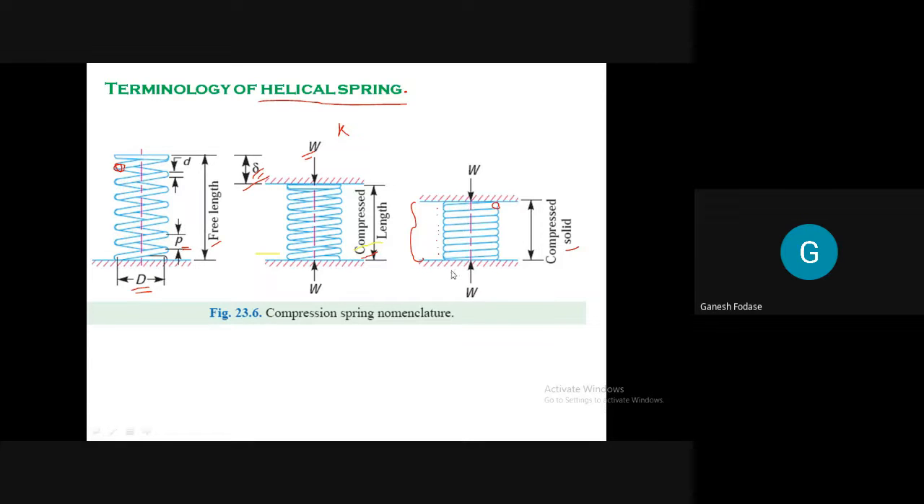So when this condition is reached, when the spring has zero gap between the wires, then that length of the spring is called the solid length, denoted by LS, or compressed solid length. Now this is the condition when maximum load is applied on the spring. The initial condition is when there is no load on the spring. When maximum load is applied, this is the compressed length. Under the maximum load condition, the spring will deflect by this amount. This is delta max, the maximum deflection.